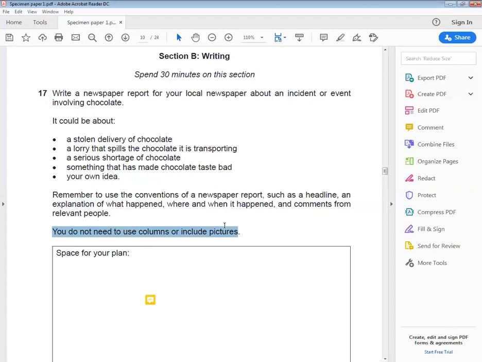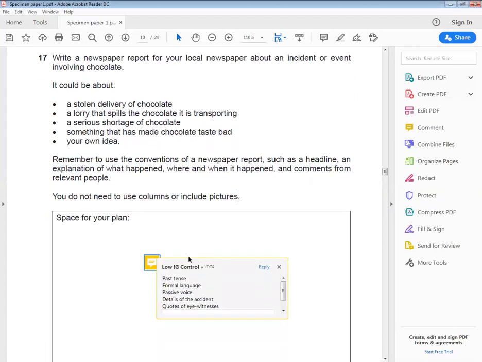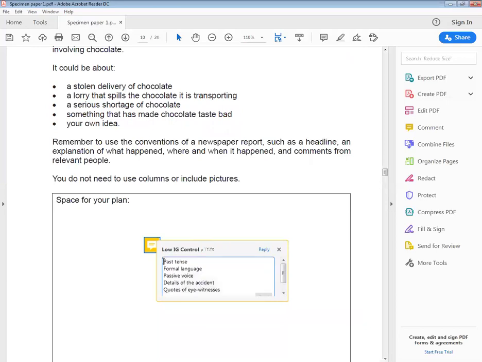Do not skip it. You do not need to use columns. You do not need to divide your page into 2 sections. You can write in normal paragraphs. That's all right. Bear in mind when you write a newspaper report that you have to use the past tense, because you're writing about an accident that had already happened. So it's important that you use the past tense.